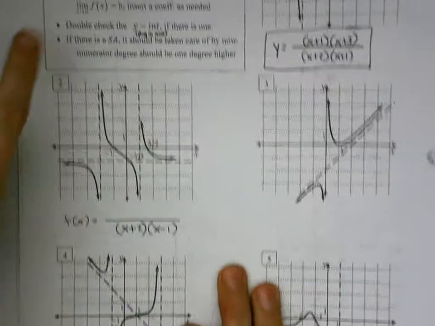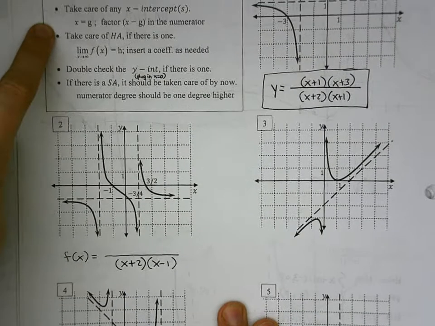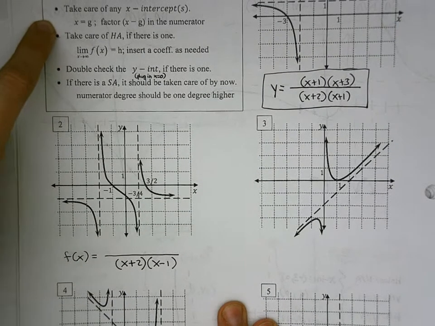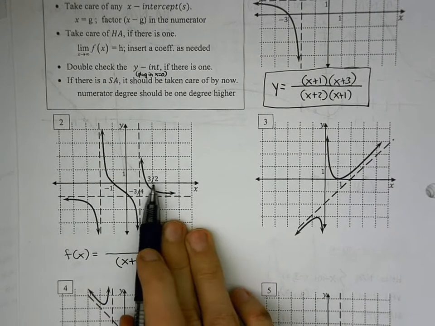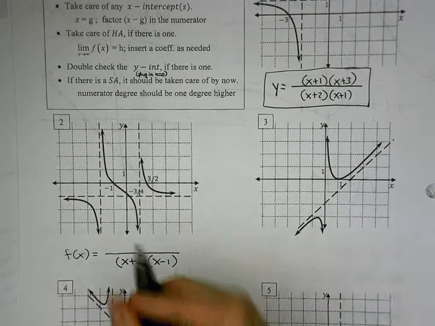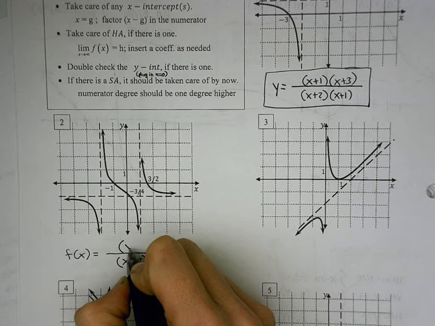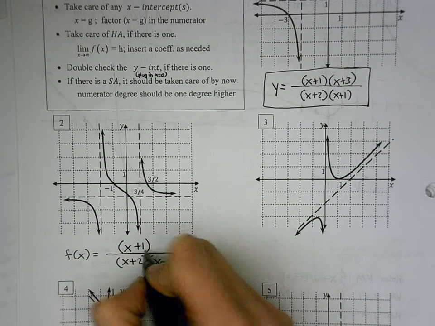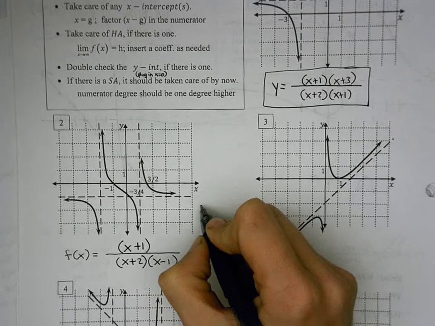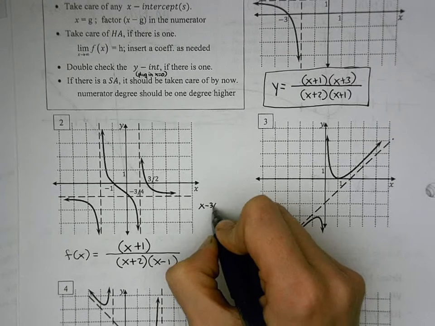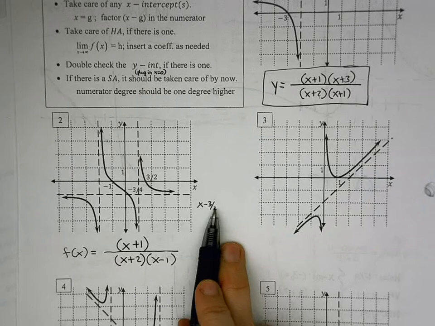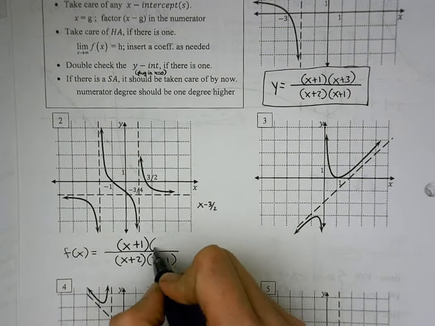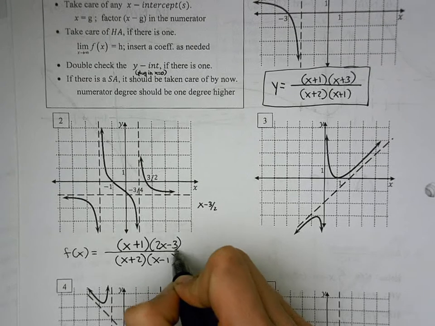Next up, we take care of any x-intercepts. Those will go in the numerator. In this case, my x-intercepts are -1 and 3/2. So for -1, we are doing x minus -1, which is x plus 1. And then x minus 3/2, remembering from last unit, we talked about how to turn this into a factor without this denominator. This 2 would pop to the front, so this would be 2x minus 3.